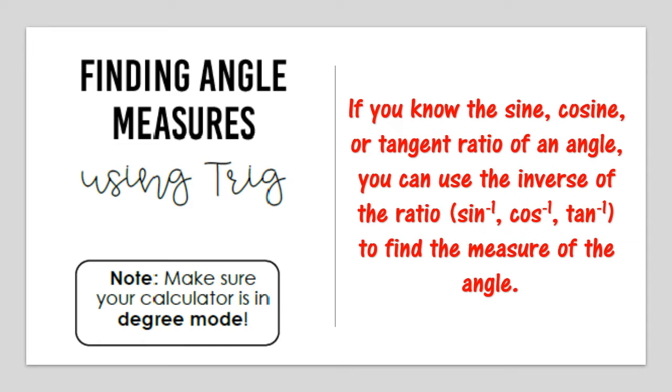So if you know the sine, cosine, or tangent ratio of an angle, you can use the inverse of that ratio, sine -1, cosine -1, tangent -1, which stand for inverse sine, inverse cosine, inverse tangent, to find the measure of the angle.